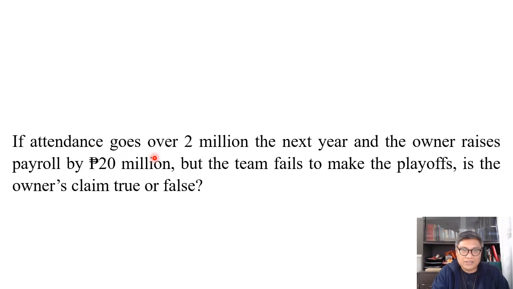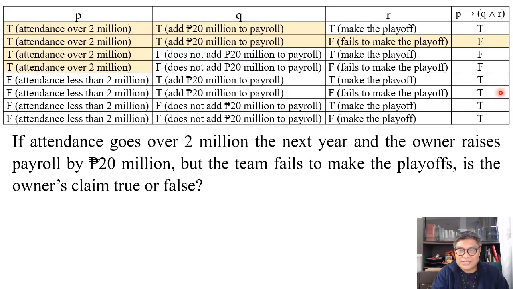So if attendance goes over 2 million the next year and the owner raises payroll by 20 million, but the team fails to make the playoffs, is the owner's claim true or false? So how are we going now to answer this? That's the reason why class, it's very important to have this. Okay, because these are already the results, all we need now is to find the matching statement here. So attendance goes over 2 million. So we have here attendance 2 million. So I have here the 4 possibilities.